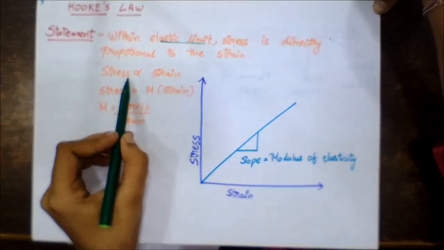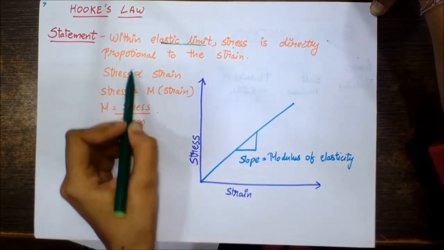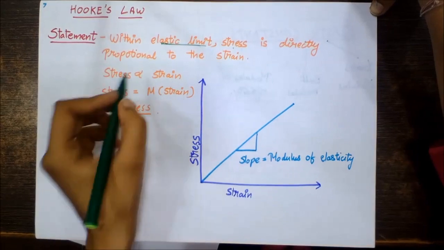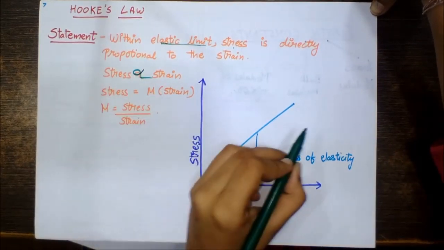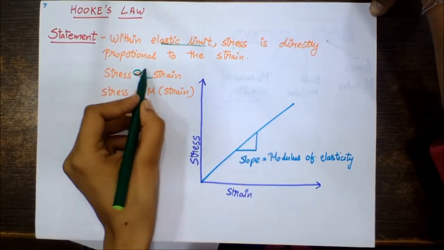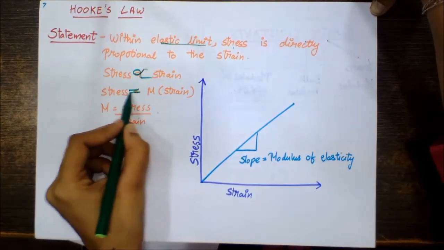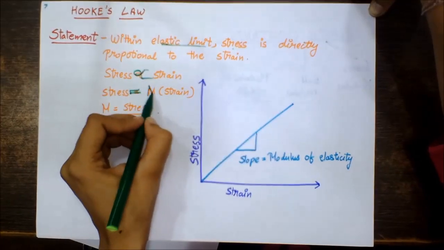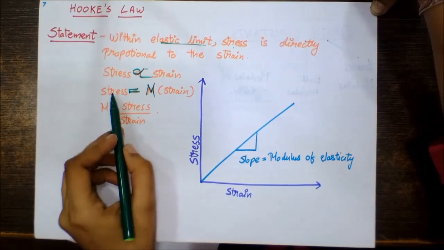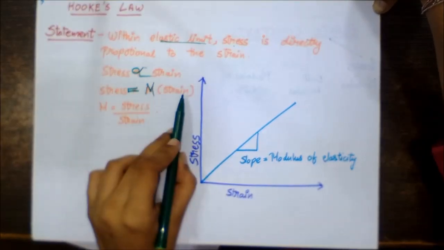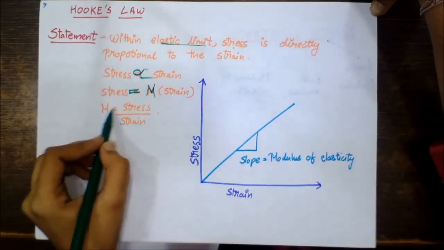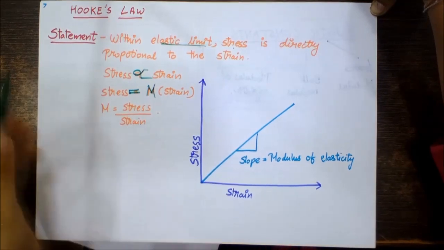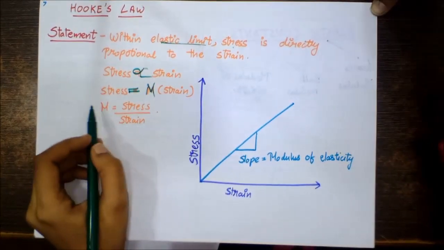How much stress is given, how much force is applied, that much change will happen. So now we have stress directly proportional to change. Whenever we want to remove a proportionality sign and put an equal to sign, we add a constant. So stress is equal to M times strain. So now what will M be? Stress upon strain. This is my Hooke's law and M is my Hooke's constant.